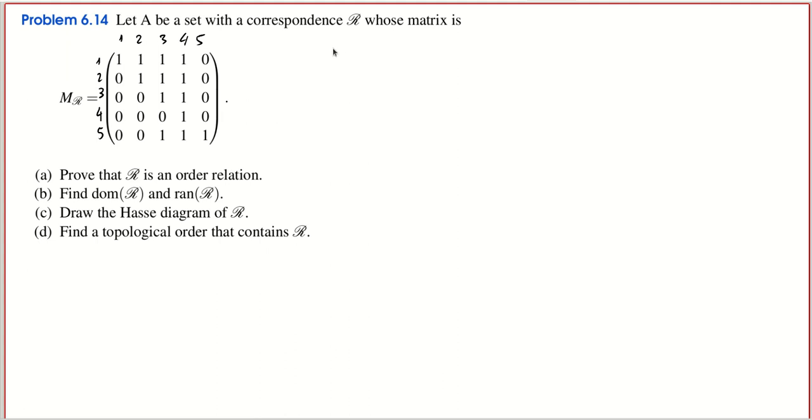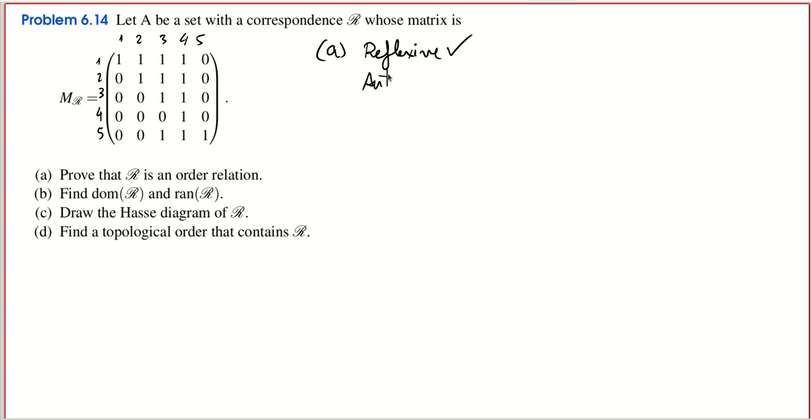Okay, let's begin with the first part: proving that it is an ordered relation. We need to check that the 3 properties hold for this relation, and we check that in the binary matrix. Reflexive is the easiest one because all we need to check is that the diagonal is made of ones. There are no zeros in the diagonal, so reflexive is okay in this case.